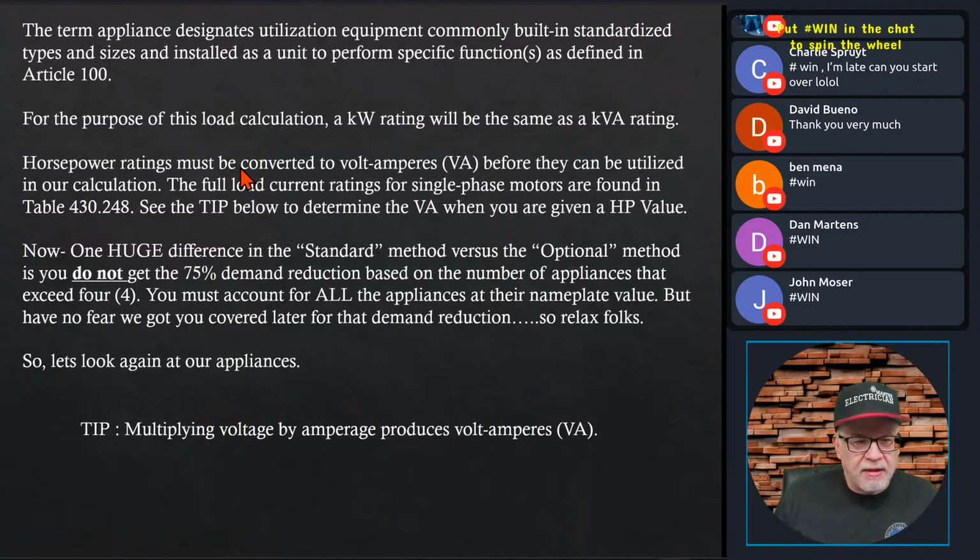And what's up, John? I see you in here. Dan, I see you in here. Ben, I see you in here. Thanks for joining. Ben, let's do that hashtag in all caps and see if that can help you get in the drawing.